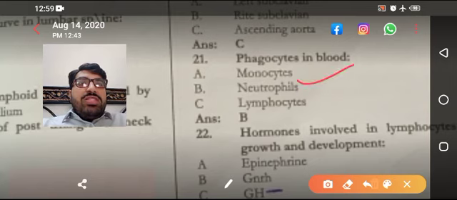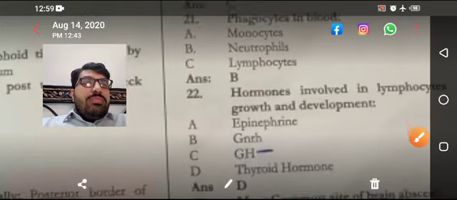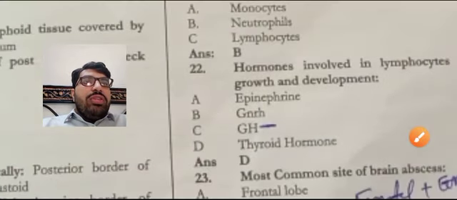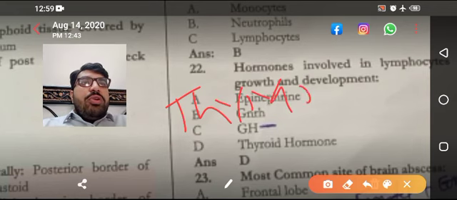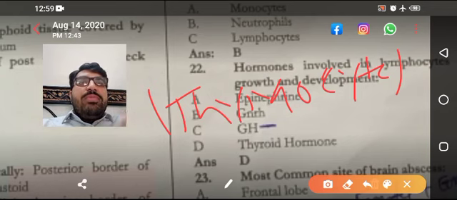So phagocytes in the blood is neutrophil, phagocytes in the tissue is macrophages. Hormone involved in lymphocyte growth and development is thymocyte. This is the hormone that is produced by the thymus gland. If that is absent, the next option is growth hormone.